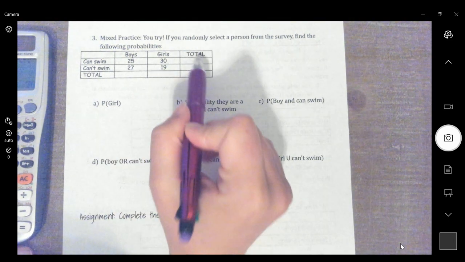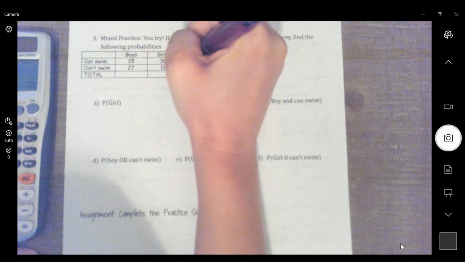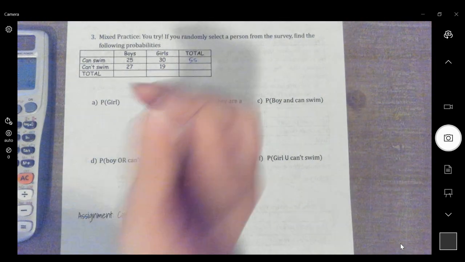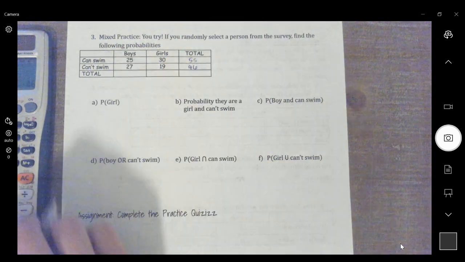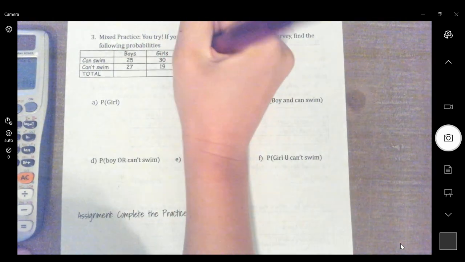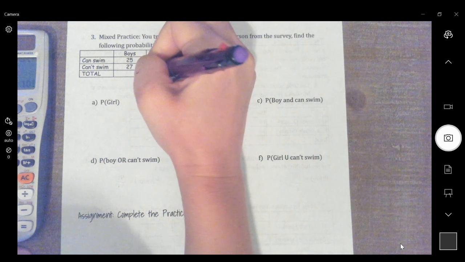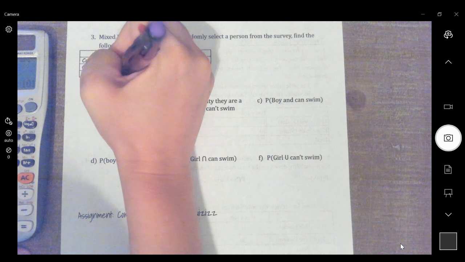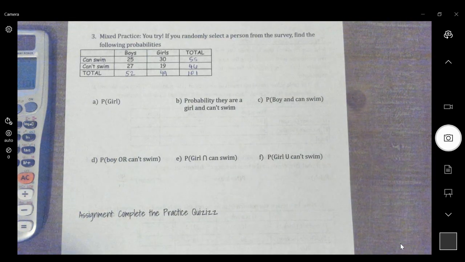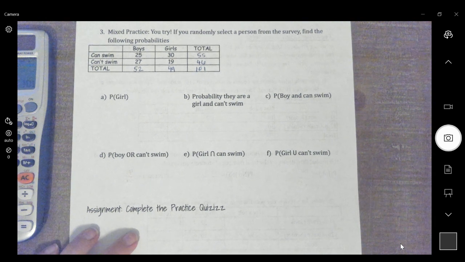Okay, so I'm going to go ahead and find these totals. 25 plus 30 is 55. 27 plus 19 is 46. 55 plus 46 is 101. Add the girls together, it's 49. Add the boys together, that is 52. So we have everything we need.